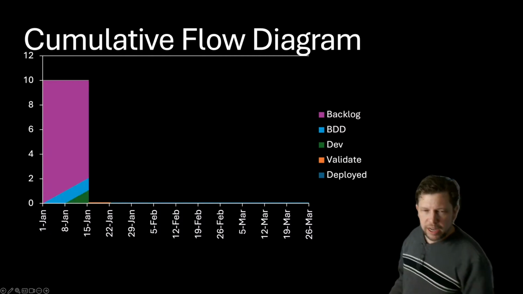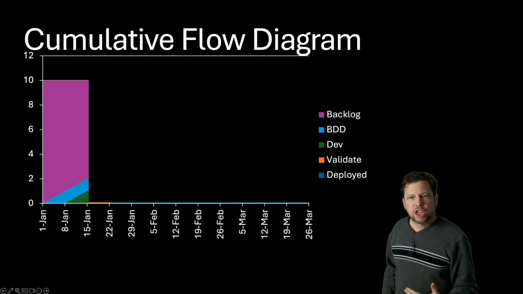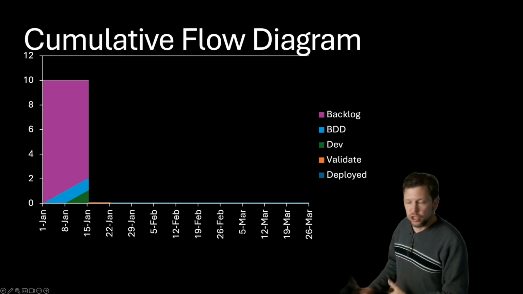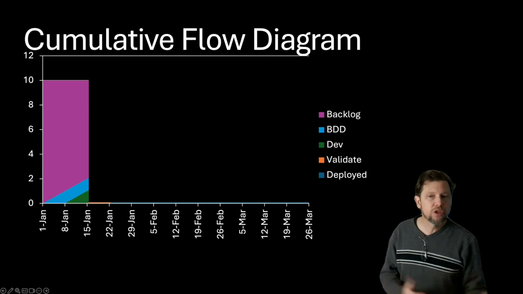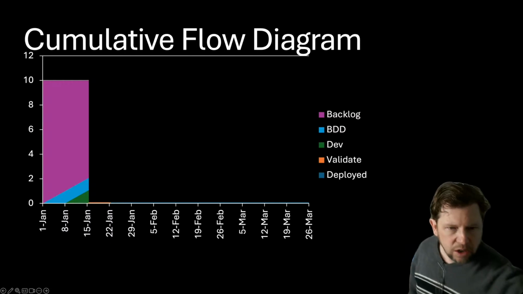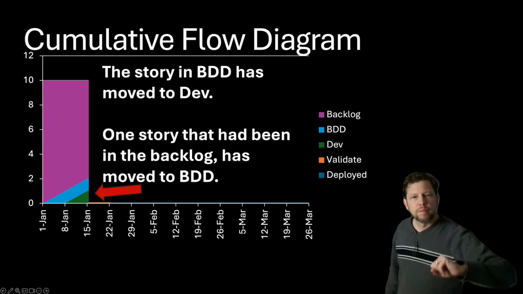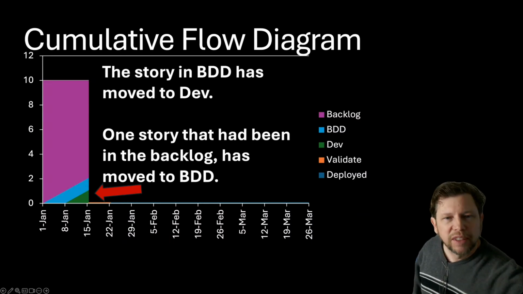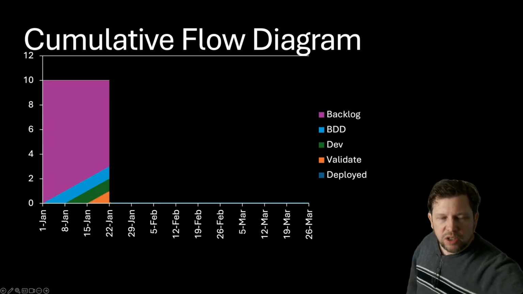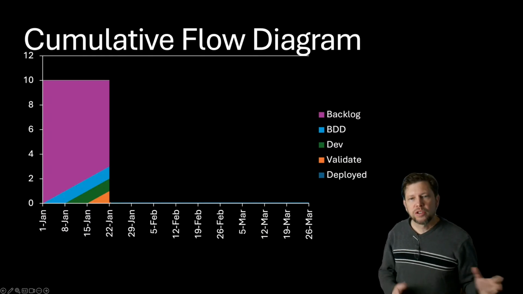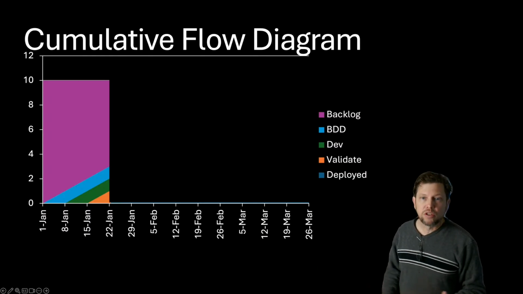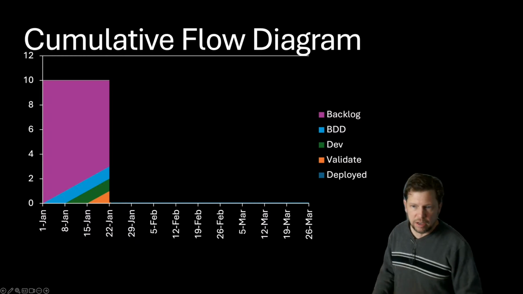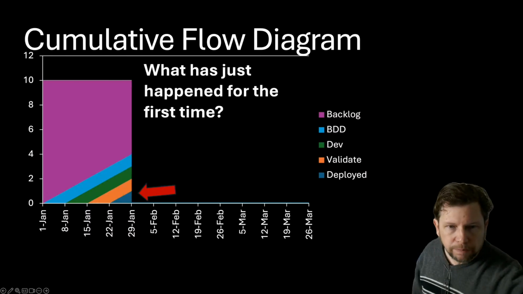Okay, so we move to the next week. At this point, we have actually finished that one story that's in the BDD stage, and now it's in the dev stage. It's moved on to the dev stage, and we pulled another story into the BDD stage. Okay, then we go to the next week. Now that one story that we started first has moved through and it's now in validate, and we've also pulled another one into dev from the BDD stage and something from the backlog into the BDD stage. So we're working our way through here.